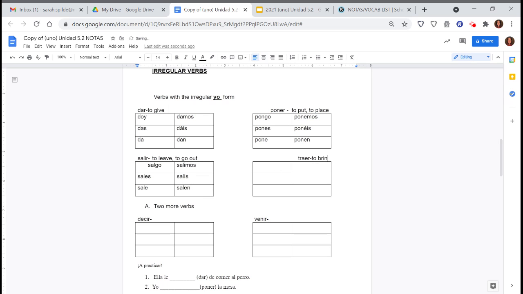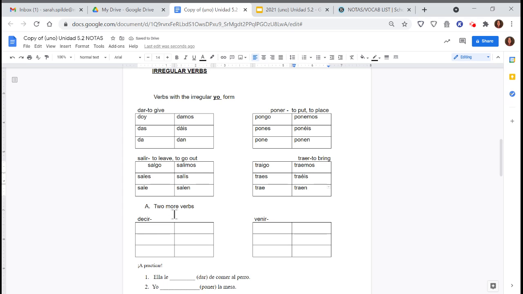Traer means to bring. The yo form is going to be traigo. Notice it ends in go, and we also have a spelling change here, I added that I. And then for the rest of the forms, just take off this ER ending and add your new endings. So we have traes, trae, traemos, traéis, and traen.